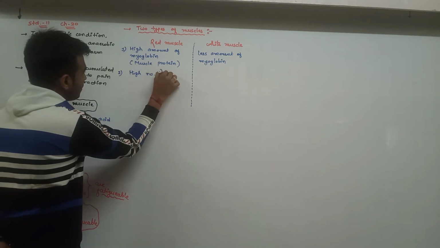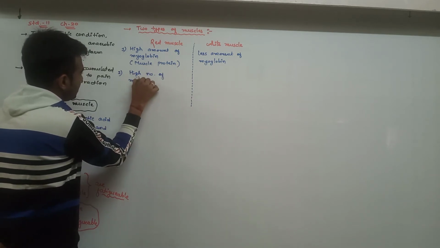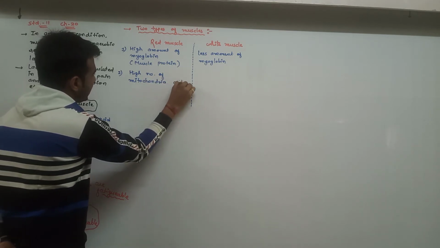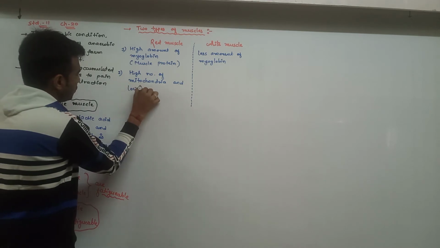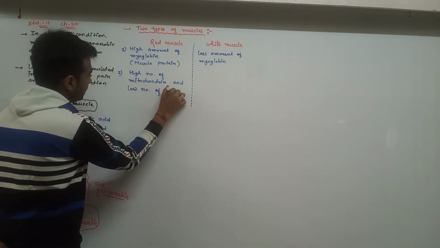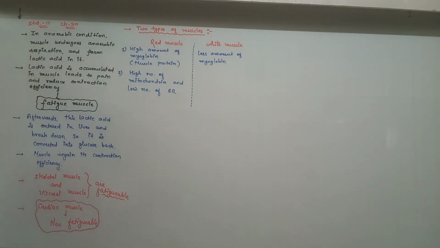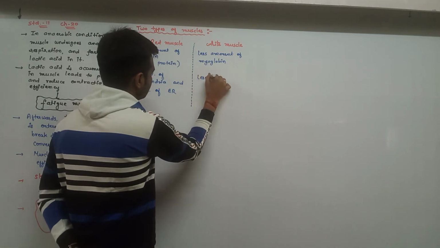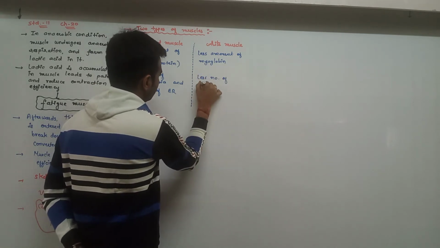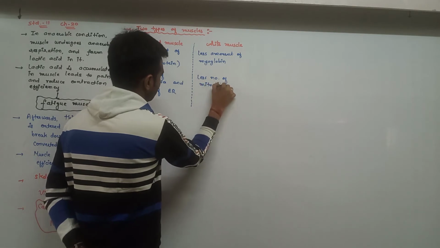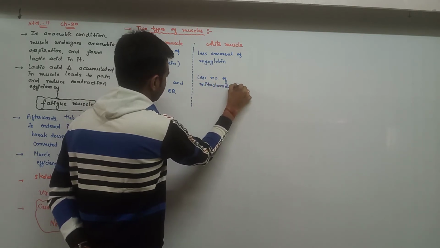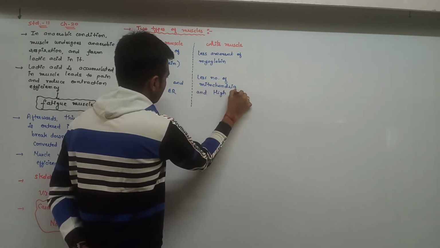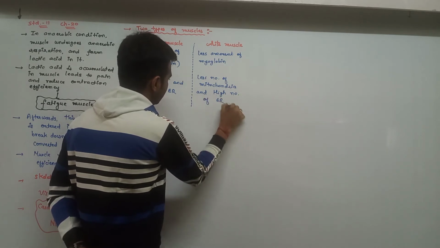High number of mitochondria and low number of endoplasmic reticulum, whereas here it is the opposite: less number of mitochondria and high number of endoplasmic reticulum.